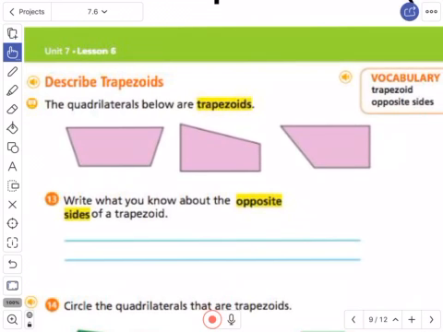But I always thought a trapezoid kind of looked like a Ghostbuster trap. So that's one way I always remembered a trapezoid, because it looked like a Ghostbuster trap.